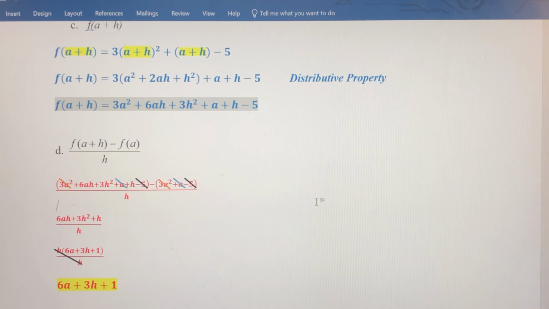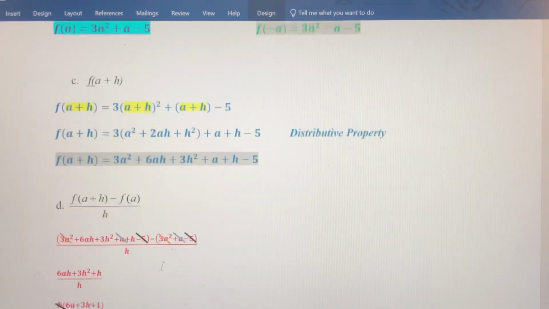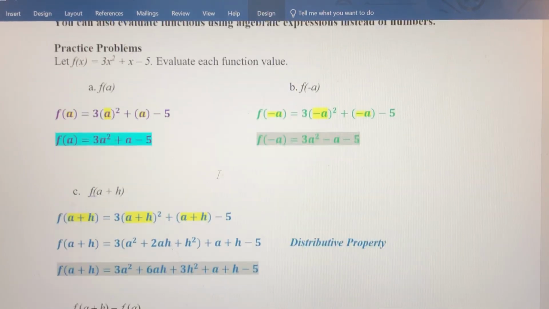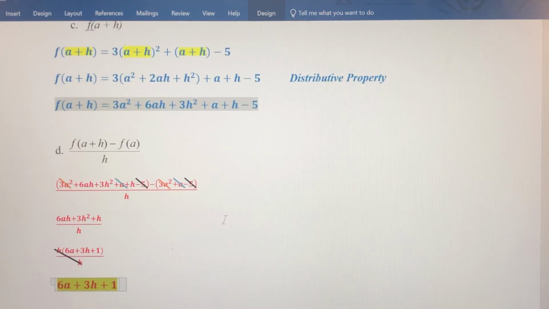Okay, again, I can't stress enough. You're going to see this when you're doing the limit definition of the derivative once you get to AP Calc. So make sure you know how to do this process, okay? You're going to use this term eventually to help you find the derivative of a function like 3x squared plus x minus 5, okay? All right, so that's how you evaluate functions for algebraic expressions.